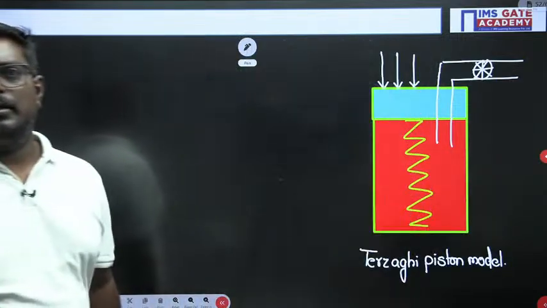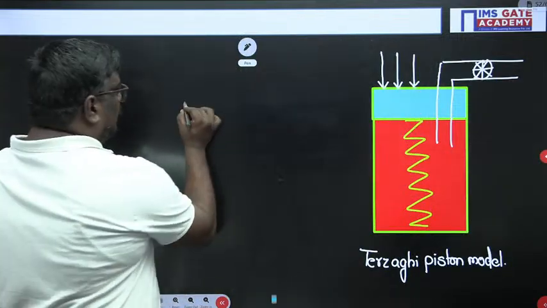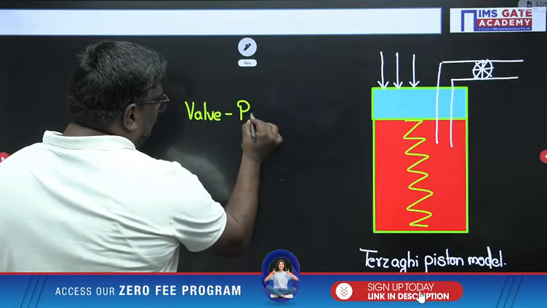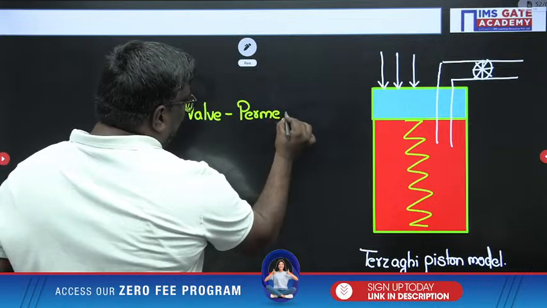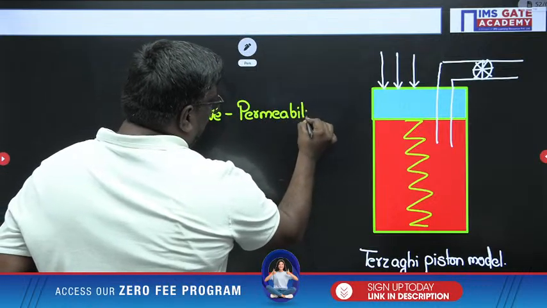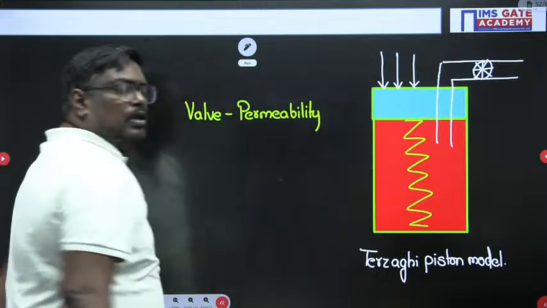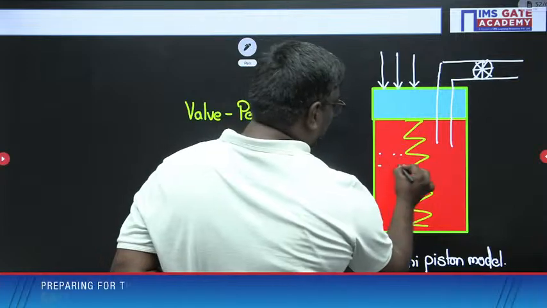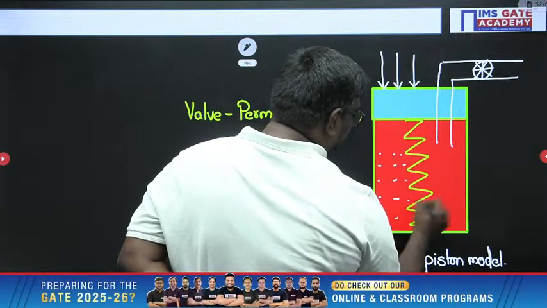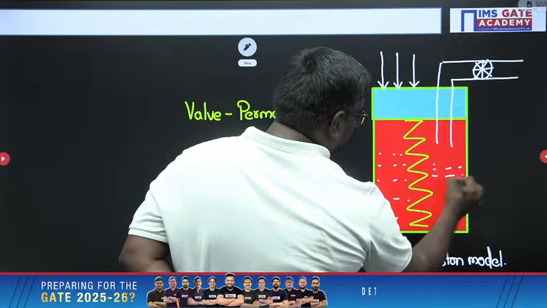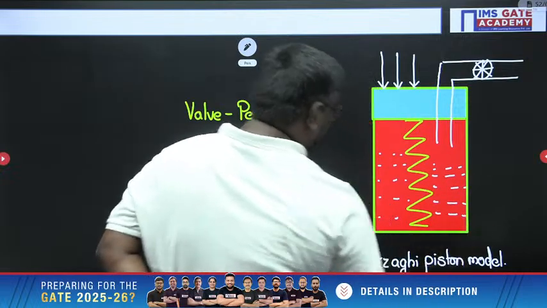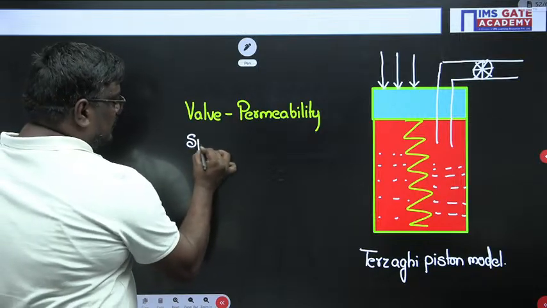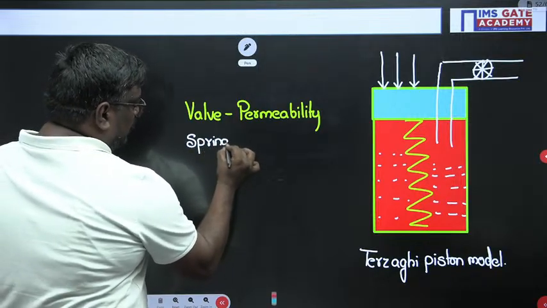Now see students, here the valve is considered as what, sir? The valve is considered as permeability. Why is the valve considered as permeability, sir? If you open the valve, water will flow. If you close the valve, water will not flow. So here there can be water. Here the spring is considered as soil.